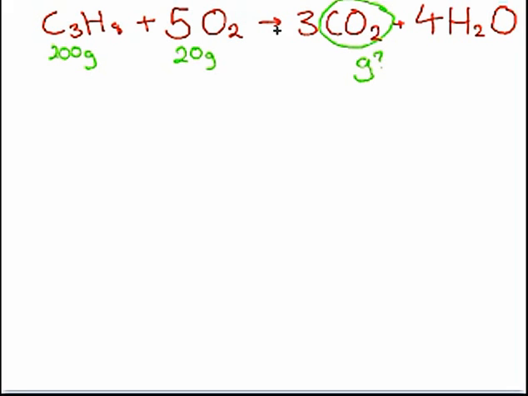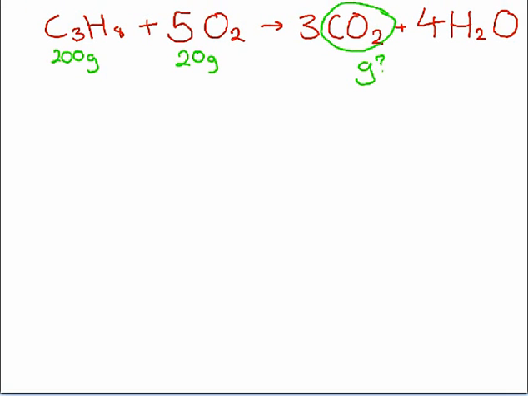Okay, so we need to find out which one of these two is the limiting reagent. Is it the propane or the oxygen gas? Which one will limit how many carbon dioxide is made? Okay? Which one will be completely used up, and which one will still have some stuff left behind? Okay? So how do we find this out? Using the type 1 method.